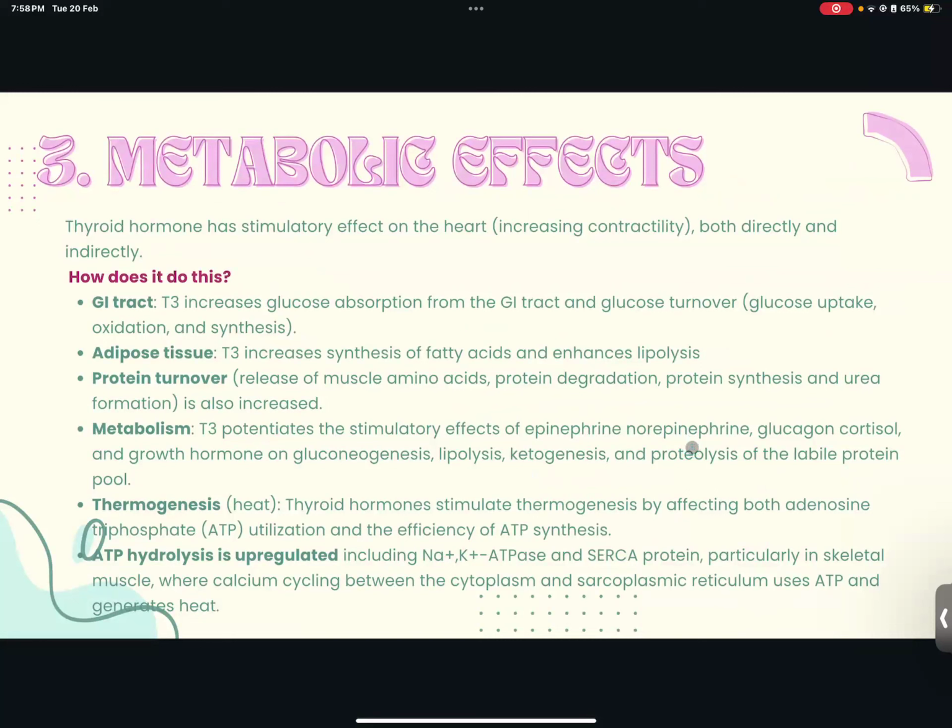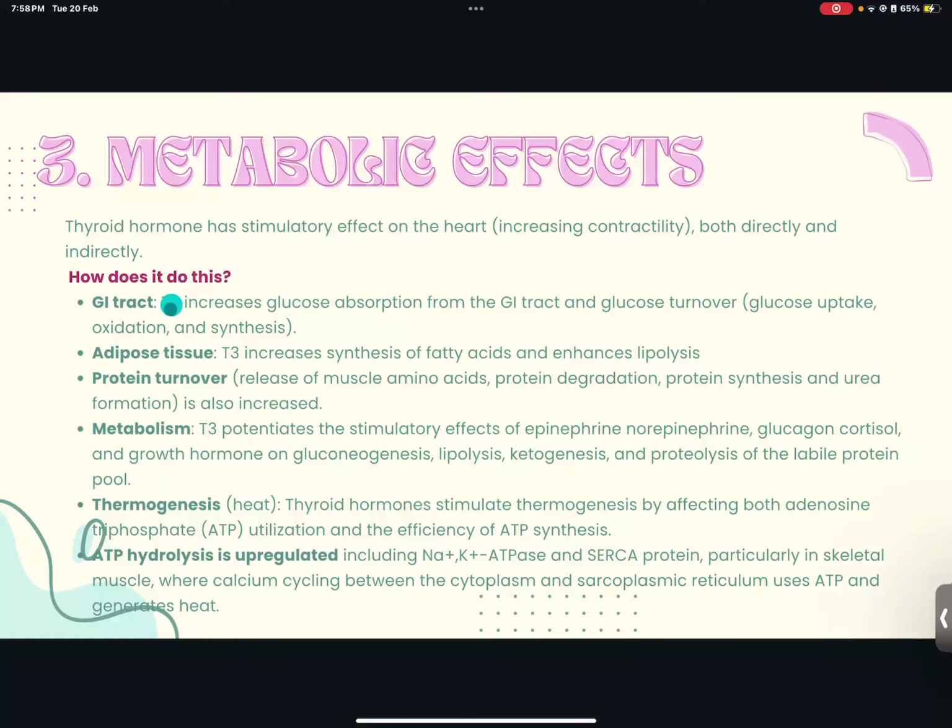Now for the metabolic effects. The metabolic effects are basically, I summarized BMR and thermogenesis into one word, metabolic effects. And sorry, I made a mistake here. It should not say that. I'll fix that later. How does it have this metabolic effect?